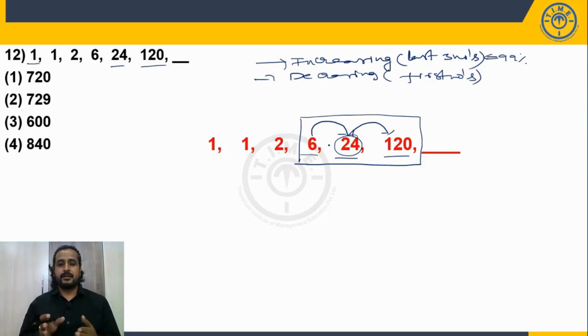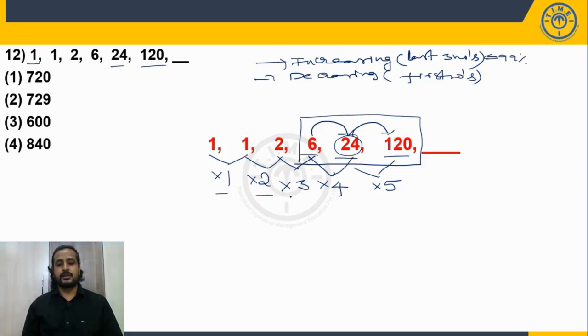One number is a multiple of the other number. So 24 and 120, how many times can you multiply? 5 times. It goes exactly 5 times. 6 to 24 goes exactly 4 times. 2, 6 goes exactly 3 times. 1 and 2 goes exactly 2 times. 1 and 1 goes exactly 1 time. So 1 time, 2 times, 3 times, 4 times, 5 times. What are these numbers? The numbers by which you are multiplying are 1, 2, 3, 4, 5, consecutive natural numbers.